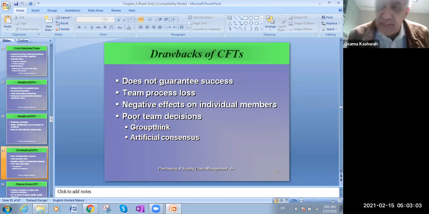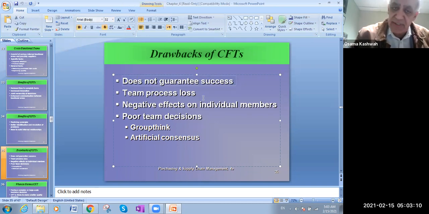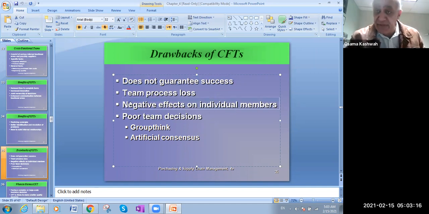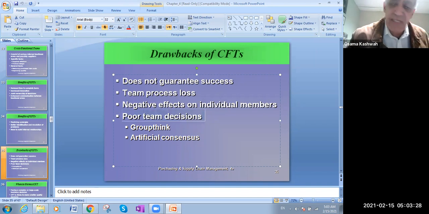But the cross-functional teams, besides having benefits or advantages, also have disadvantages or drawbacks that consist of these ones. It does not guarantee success. Team process loss, negative effects on individual members. Sometimes it has negative effects on the members, because someone may be controlling everything and the other people are just watching him. They don't interfere or they don't work. It sometimes leads to poor team decisions, groupthink, and artificial consensus.